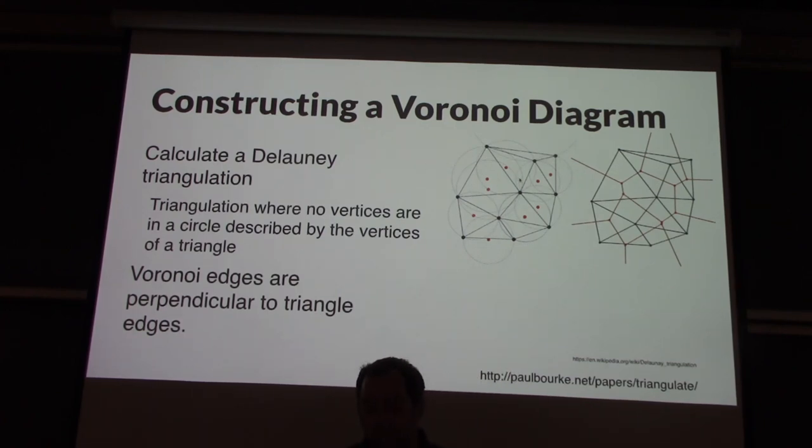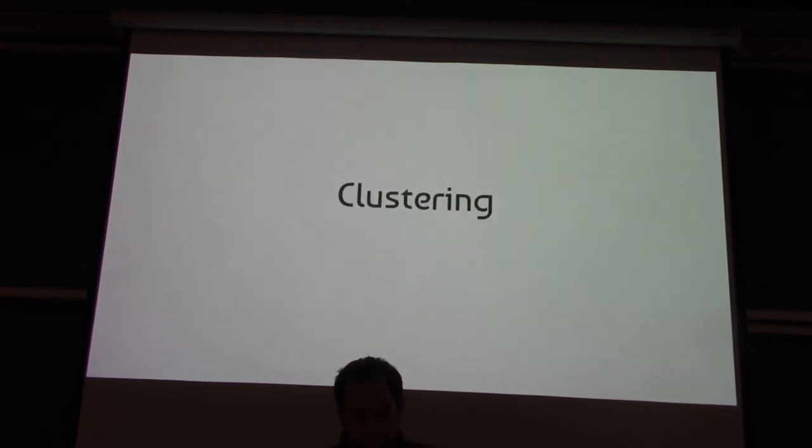And then the Voronoi diagram is essentially the edges that are perpendicular to the triangle edges. So here we have, in black, the Delaunay triangulation of this point set, and then the Voronoi diagram is shown in red. There's a link here that explains that quite well. And so that's a useful thing to know.